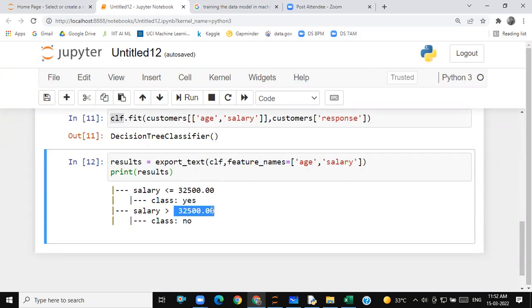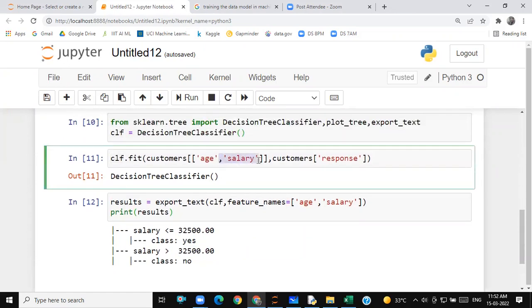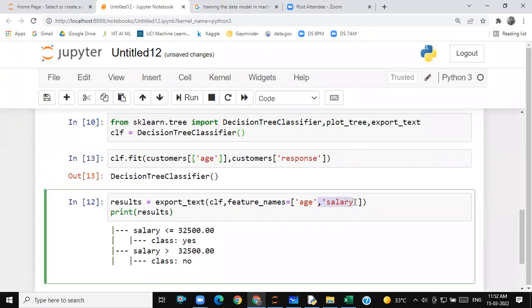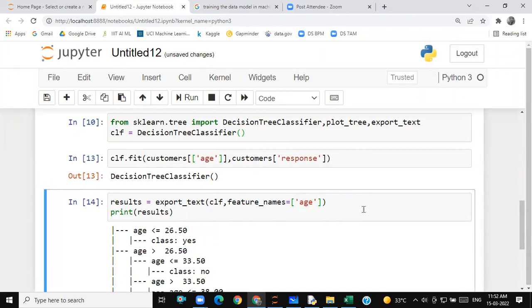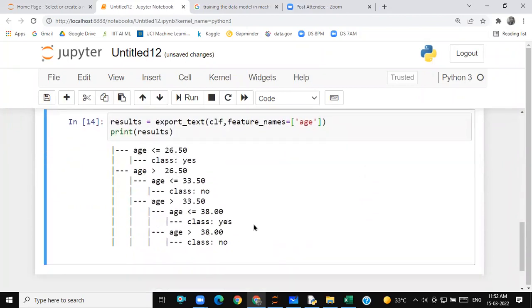If it is more than 32,000, the class is going to be no. For example, if I give only age, it will also identify that. Let us see. If I give only the age, based on the age, it is telling the class. See, a little bit lengthy rules actually.